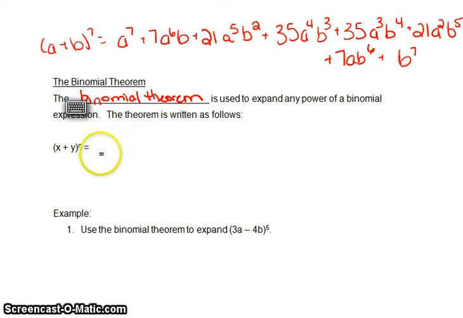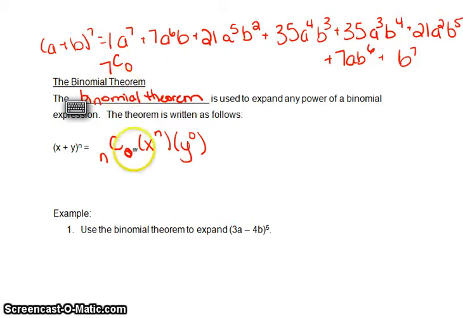So to start, we have n choose 0, times x to the power of n, times y to the 0. Now I'm going to explain this a little bit. So n choose 0, we can relate back to Pascal's triangle, or even to the example above. Here we had the exponent of 7, so it'd be 7 choose 0, and there's only one way to choose 7. So here our coefficient there was 1. And so that goes the same along here. Your first coefficient for that first term is always 1.